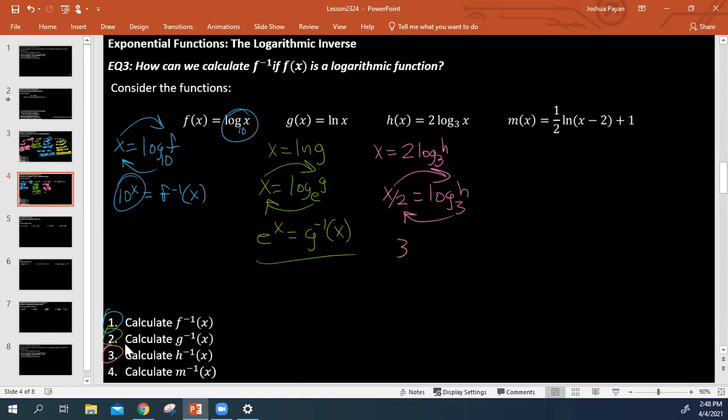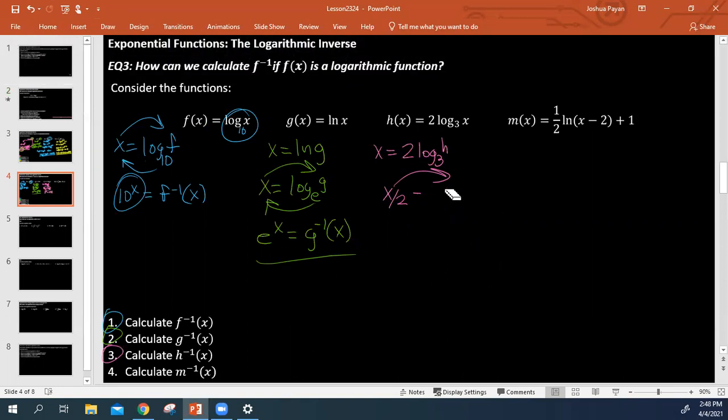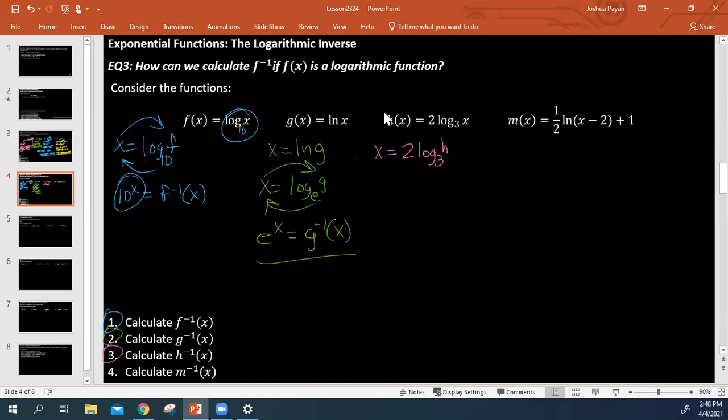Okay, so that means I've got 3 to the x over 2 is equal to h inverse of x. Or we could have done that in a purely algebraic sense. It's a little less visual, but some of you have a more linear brain that way. So divide by 2, we're going to keep that step the same. But we can also say that the inverse of log base 3 is exponential base 3. So I can say exponential base 3 of log base 3 of h. Those are inverses. What I do to one side, I do to the other.